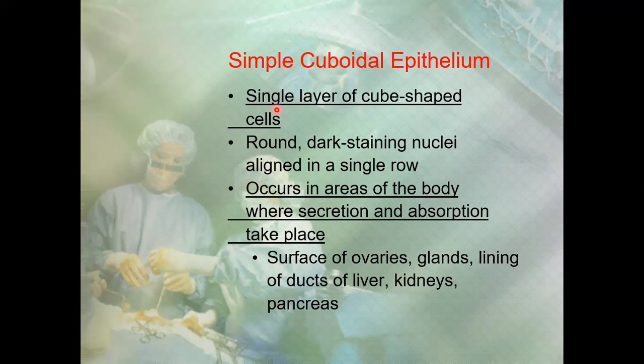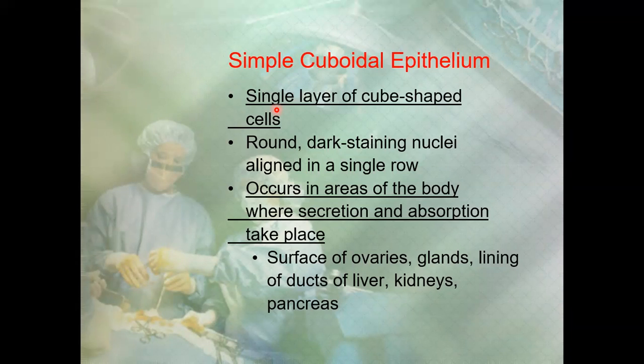So our simple squamous is thin and allows easy gas exchange. Simple cuboidal is one layer of cube-shaped cells, and these are primarily glandular cells that assist in secretion and absorption.